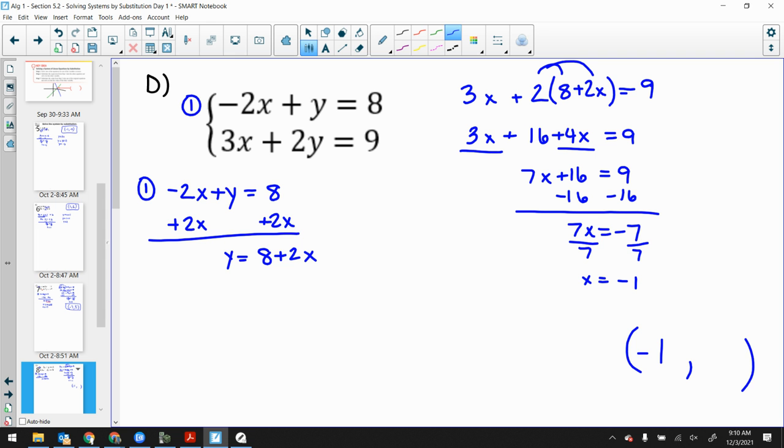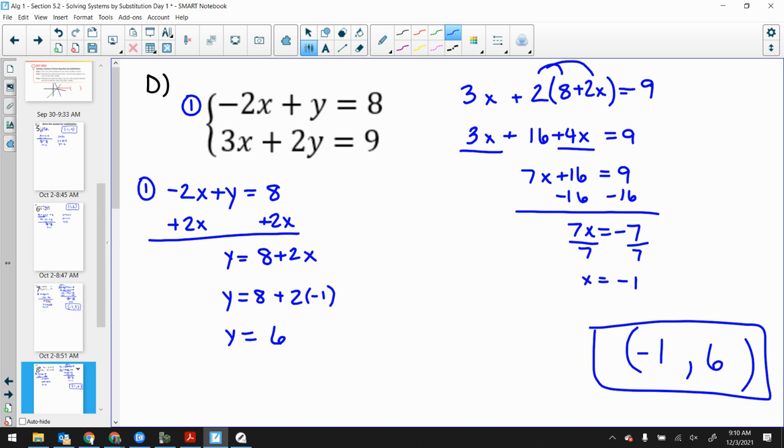And I'm going to go back here. This y equals 8 plus 2x. Y equals 8 plus 2 times negative 1. So 8 minus 2 is 6. Negative 1, comma 6.